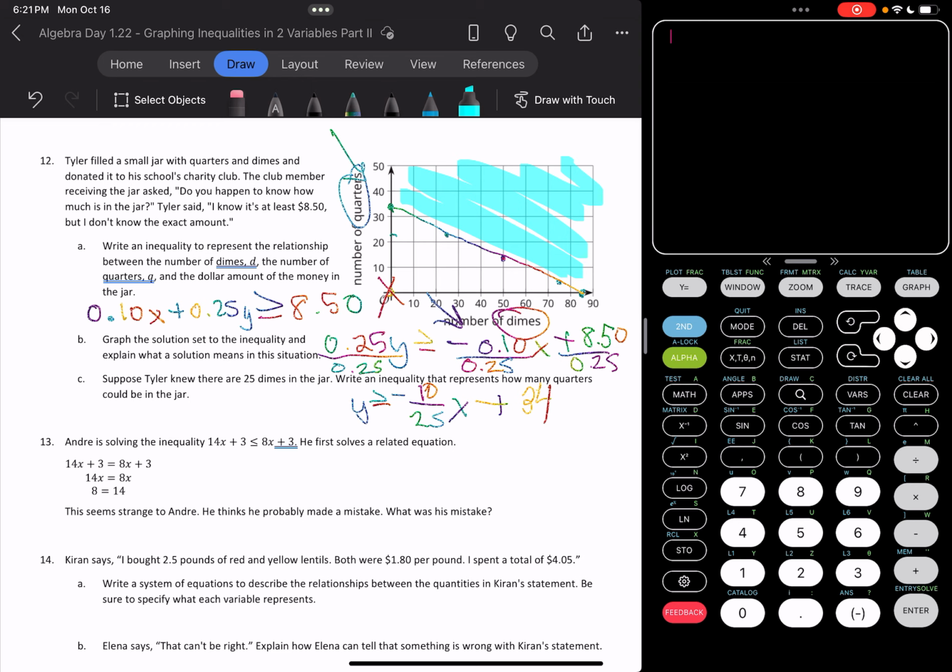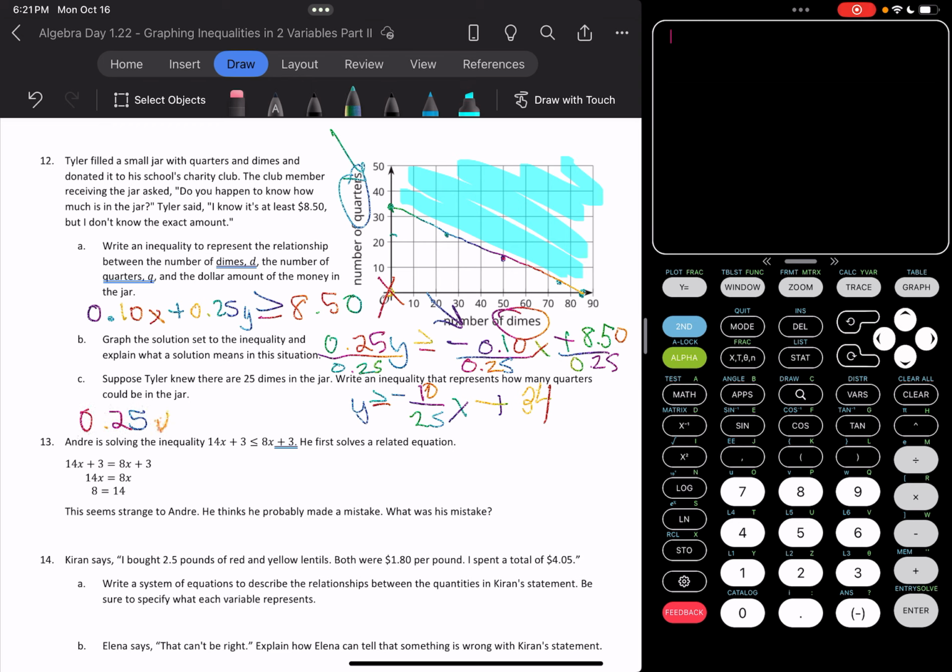Now it says, suppose Tyler knew there are 25 dimes in the jar. Write an inequality that represents how many quarters could be in the jar. So if he knows for sure there are 25 dimes, then 25 dimes times 10 cents gives me $2.50. So that means at least $6 of that is quarters, right? So we would say 0, I'm still in highlighter mode. Let's change that.